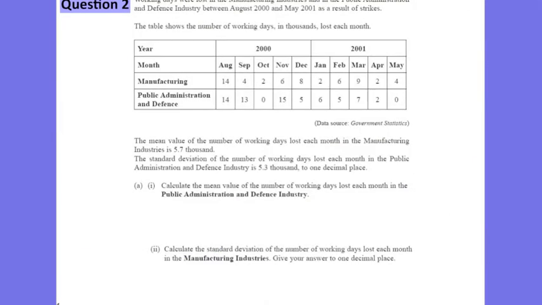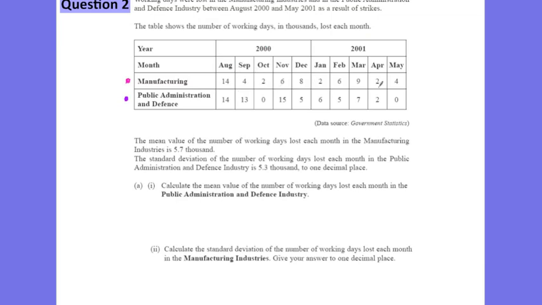Question number 2. Working days were lost in the manufacturing industries and in the public administration and defence industries between August 2000 and May 2001 as a result of strikes. Here we have our two categories, manufacturing here and public administration and defence. The table shows the number of working days in thousands lost each year.